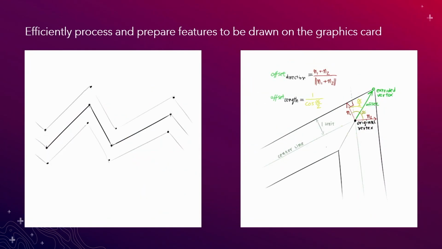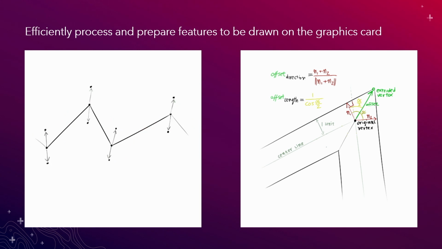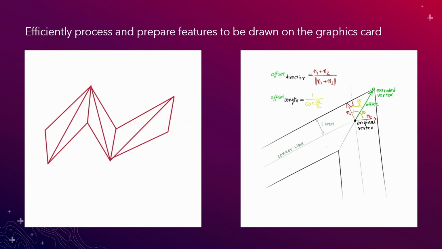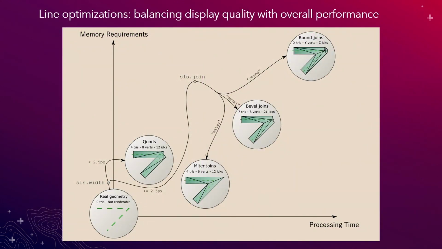Once the data is on the client, we efficiently process it, triangulate it, and prepare those features to be drawn on the graphics card. Basically, everything that gets drawn on the GPU needs to be a triangle, and the API takes care of that for you. We do quite a bit of work to optimize the lines. We want to balance the display quality with overall performance. If I look at this graph here, I've got memory requirements on the y-axis and processing time on the x-axis. And if I look down at this first one, this is the actual geometry.